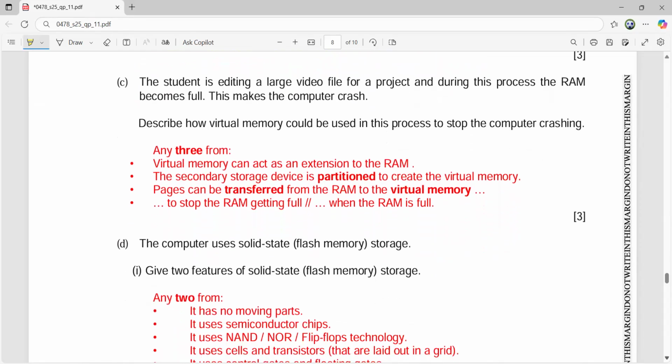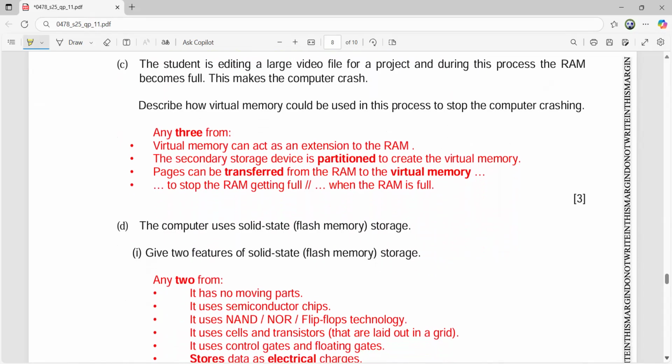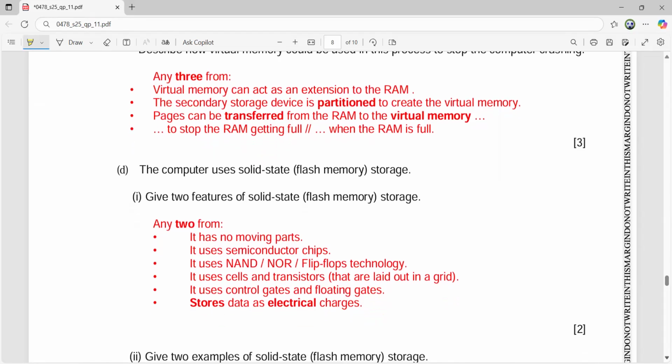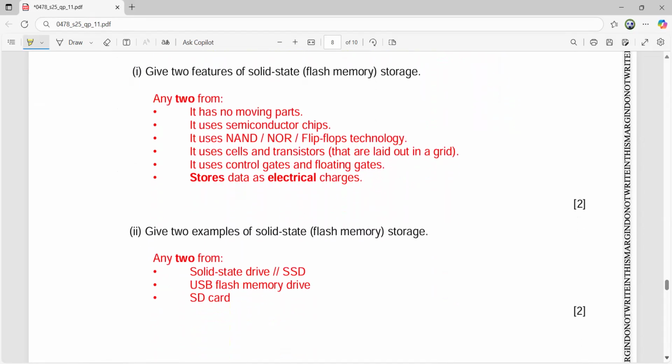The computer uses solid state flash memory storage. Give 2 features of solid state flash memory. See, this is what you can mention, the reasons why we go for solid state. No moving parts. It uses a semiconductor chip. It uses NAND or flip-flop technology. It uses cells and transistors that are laid out in a grid. It uses control gates and floating gates. Or you can mention it stores data as electrical charges, and 2 marks are yours.